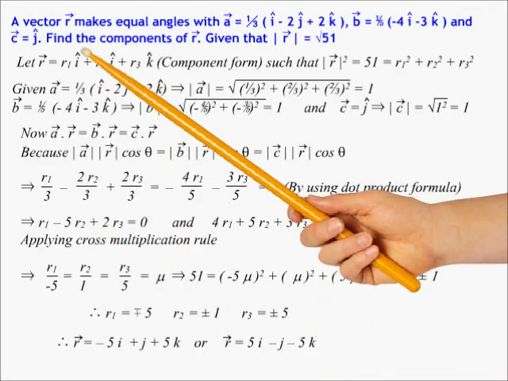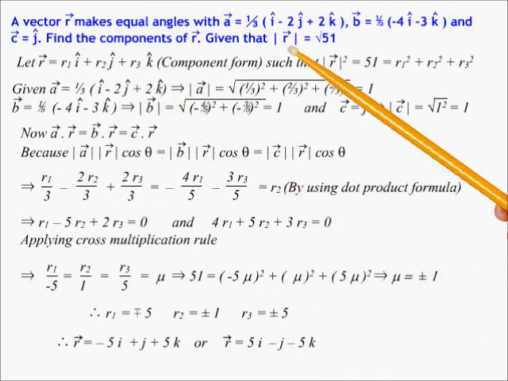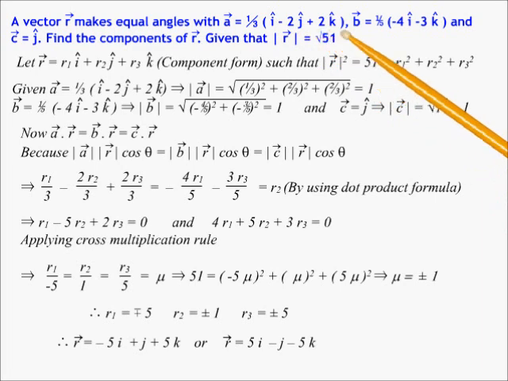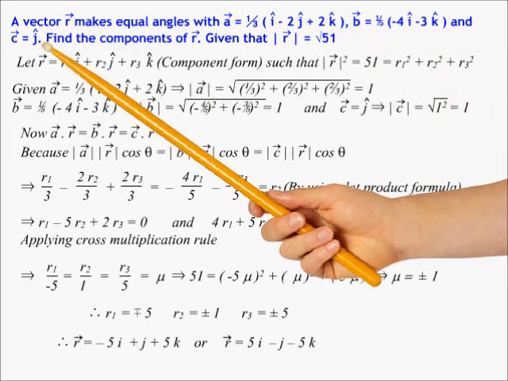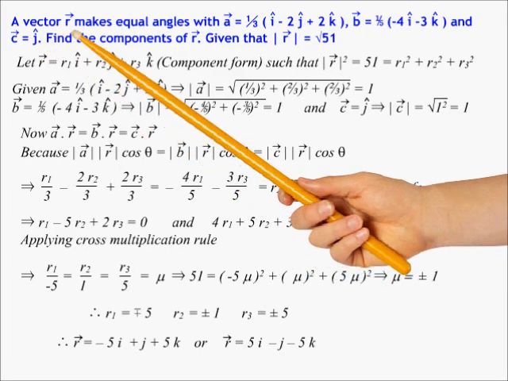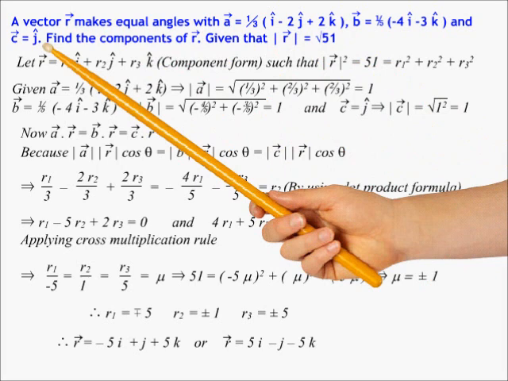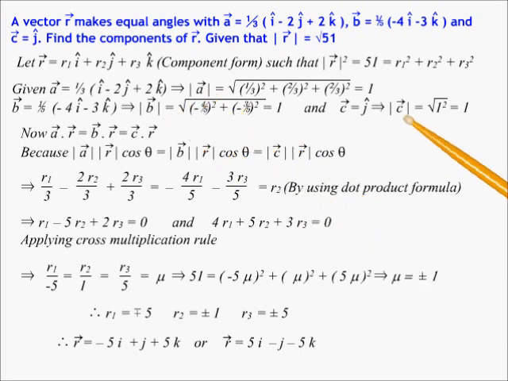Now let's come to the next problem. Here mod R is root 51. Vector A is this, vector B is this, and vector C is this. It is given that vector R makes the same angle with vector A, vector B, and vector C. We have to find vector R. First of all, we will find out mod A, mod B, and mod C. All of them are found to be equal to 1.